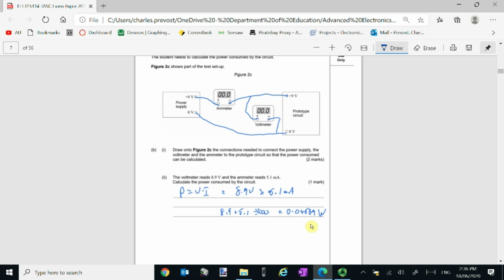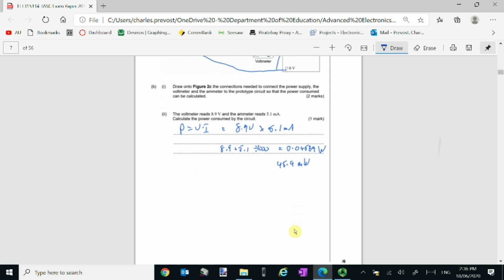I'm going to use a more appropriate unit here. So 0.045 is going to be 45 milli. So that's 45.4 milliwatts. A bit clearer, that's a 4 there. So 45.4 milliwatts would be the power used by this.